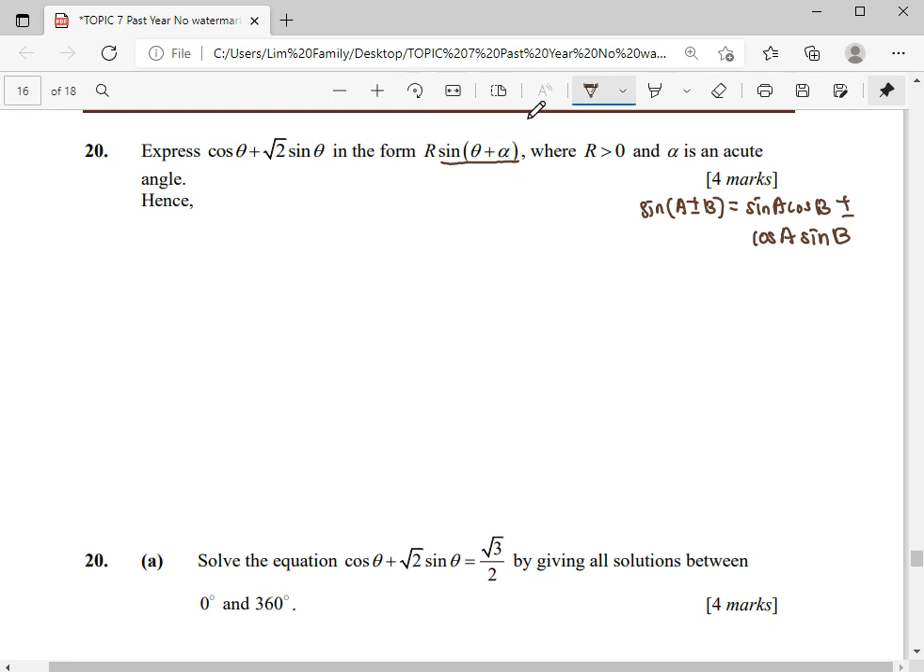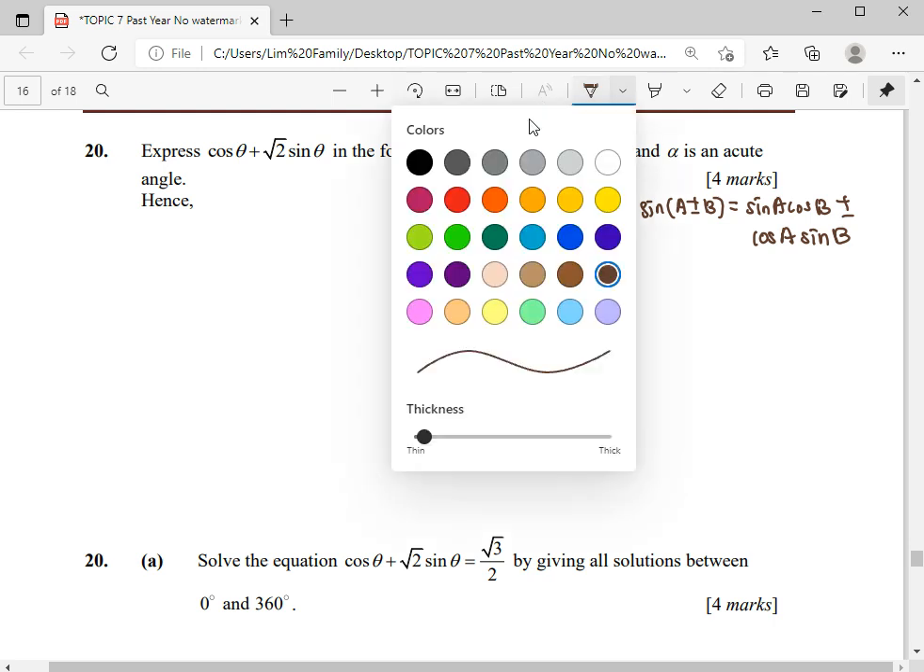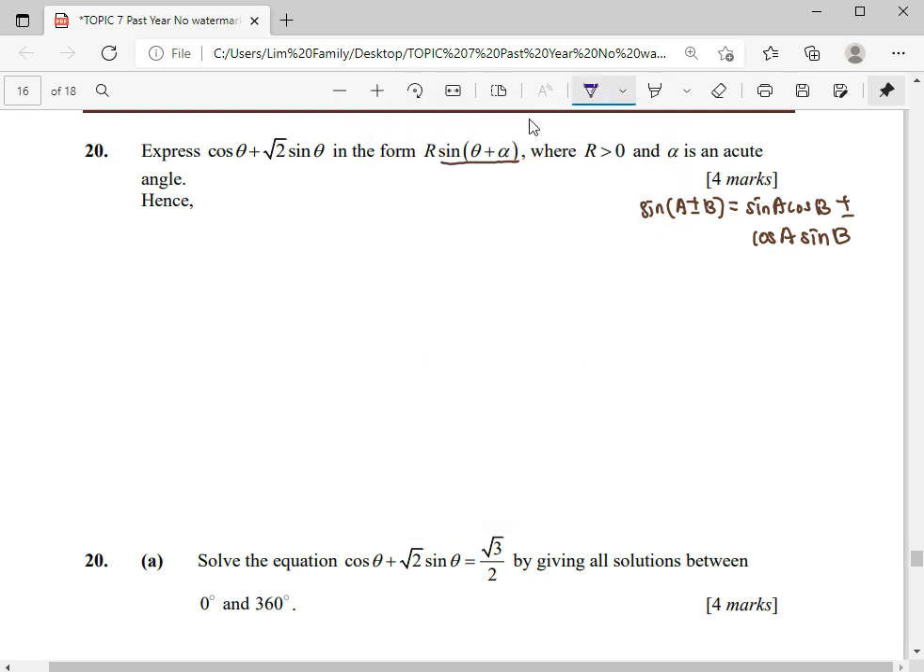So the expression means, from this cos theta plus square root 2 sine theta, we will express it equal to a single trigo, r sine(theta plus alpha). Okay, so this is the meaning of the question.